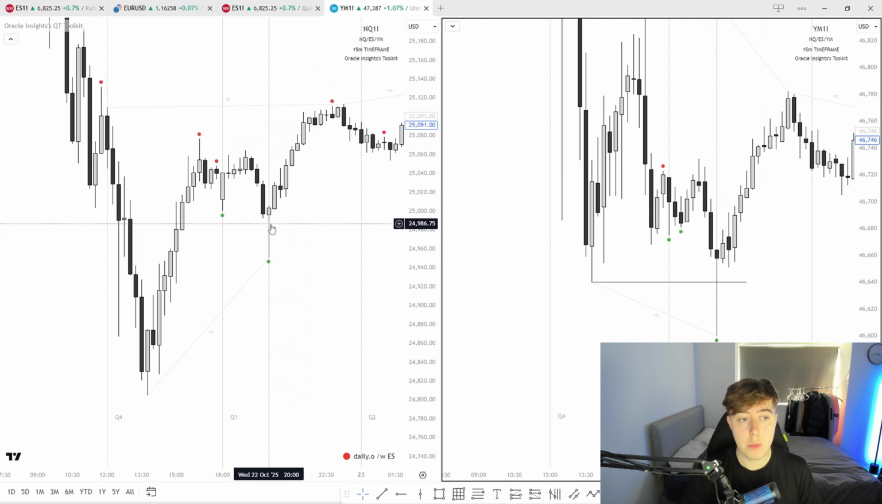And then not only that, if we look at the candle that created sequential SMT, in this case, it was indeed a precision swing point. As you can see, NQ closes bullish, YM closes bearish.